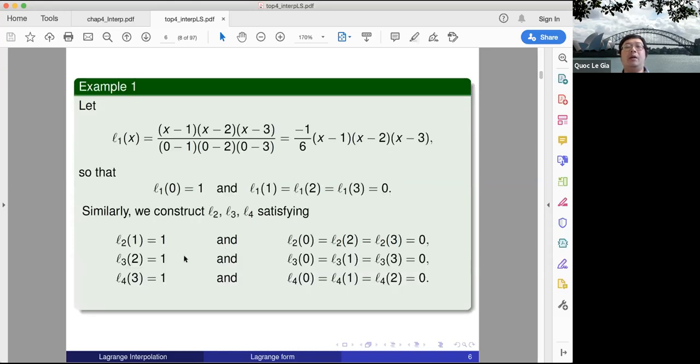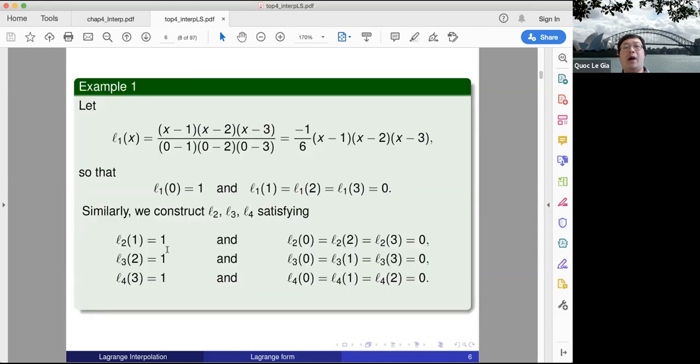So you can define L2, L3, L4 so that L2 equals 1 at the second data point, but 0 at other points. And L3 equals 1 at the third data point and equals 0 at other points. So you use the same trick.